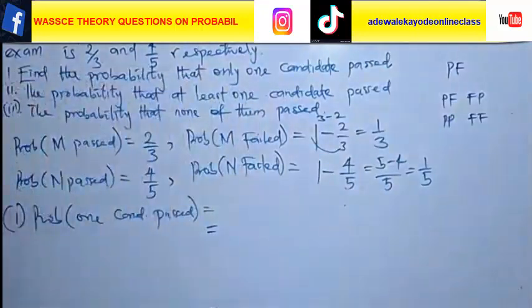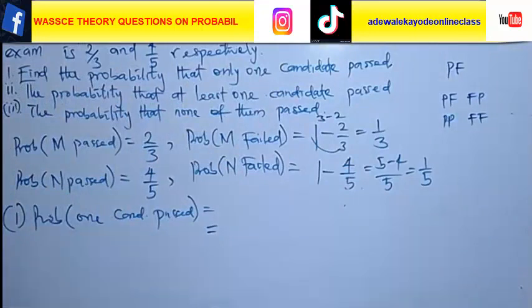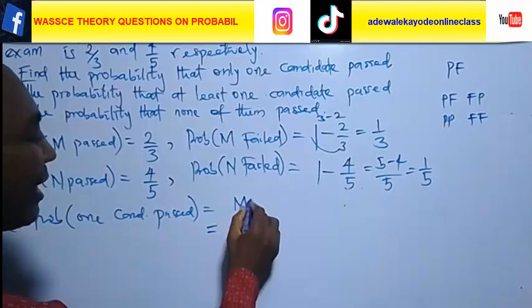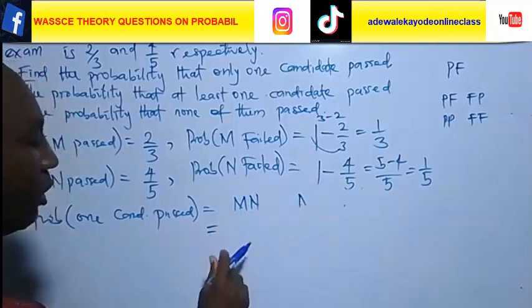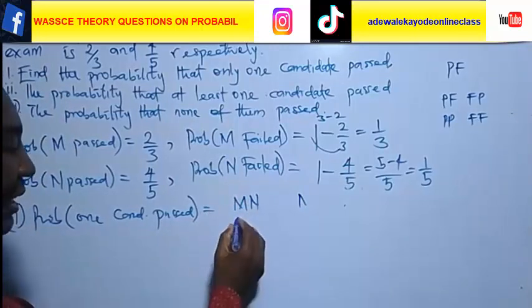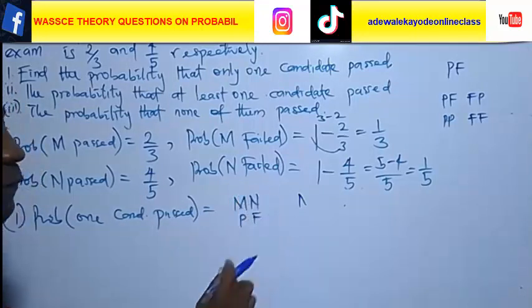Now, let's see the probability that one candidate passes. Don't forget, one candidate passes. We are talking about candidates M and N. So at this point, let's look at M and N. That is M pass and N fail.